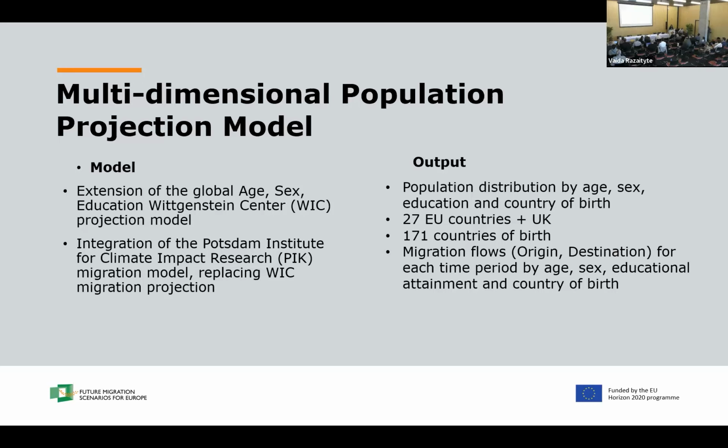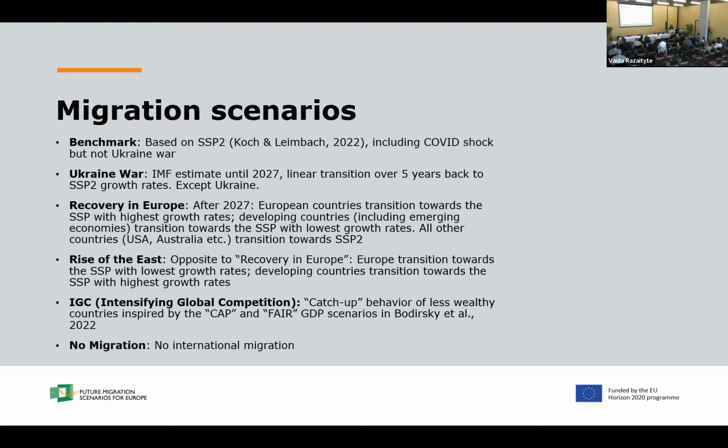And then we get the migration flows, of course, by origin, destination, and also age, sex, education attainment, and country of birth. So there were 4 or 5 migration scenarios and also no migration, where we did not apply the PIC migration model, for comparison. You will see it later in the results.